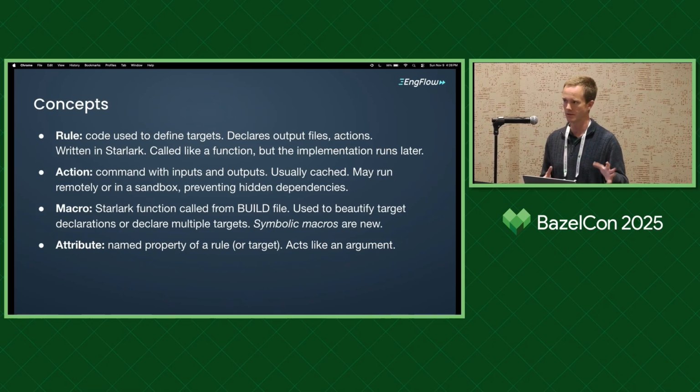Macros are different than rules. A macro is just a regular function. It may instantiate several rules. It may declare several targets. We're not going to be talking about macros very much. There is somewhat new functionality in Bazel, which is symbolic macros. These give you a much more structured way beyond just a regular function. I think in some future version of Bazel, they want to make these lazily evaluated so that they don't all get expanded. I'm not sure. I don't think we're there yet. And an attribute is like an argument to a rule.